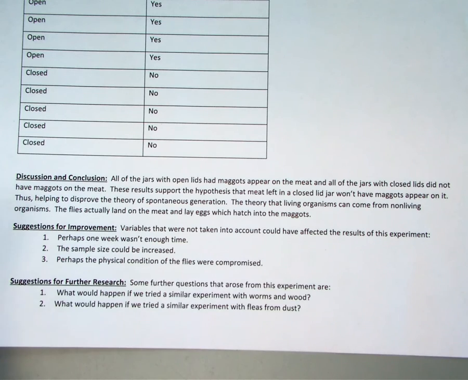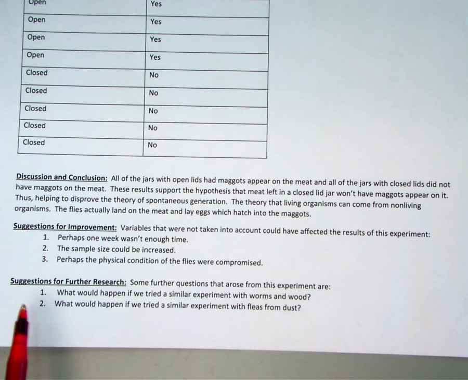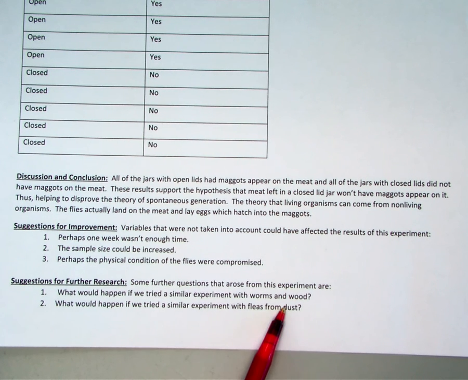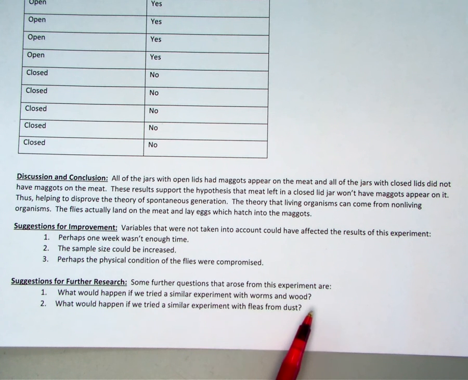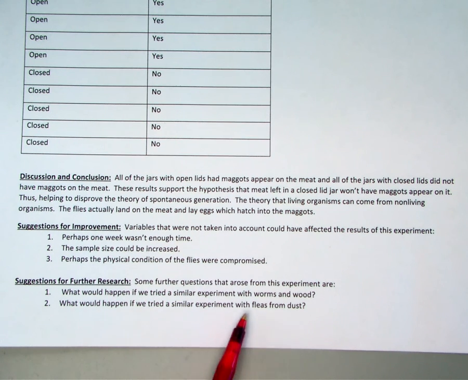Or suggestions for future research, sorry. Some further questions that arose from this experiment are: number 1, what would happen if we tried a similar experiment with worms and wood? And that one is true. They used to think worms came from wood because they would find them there. Number 2, what would happen if we tried a similar experiment with fleas from dust? The same thing with fleas.